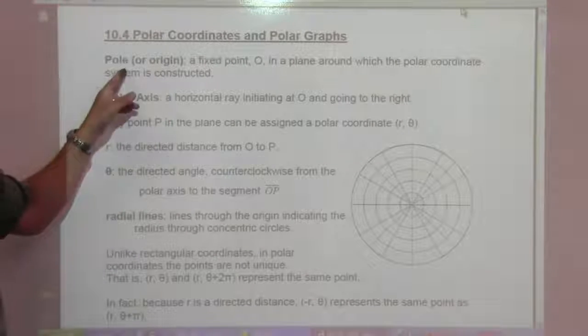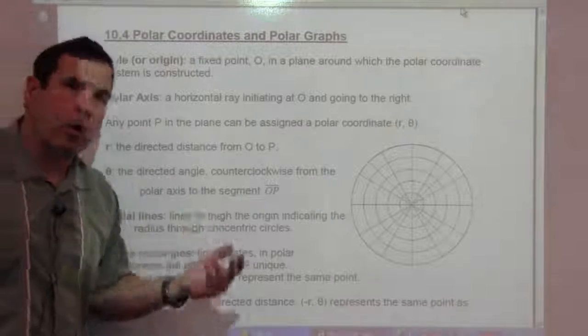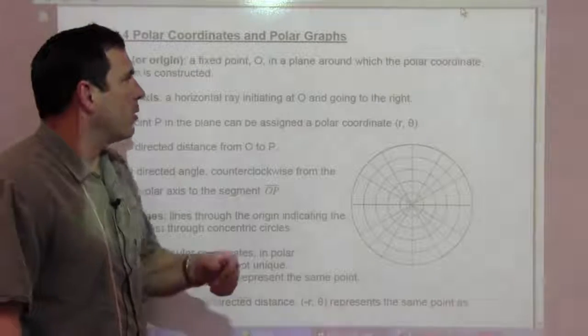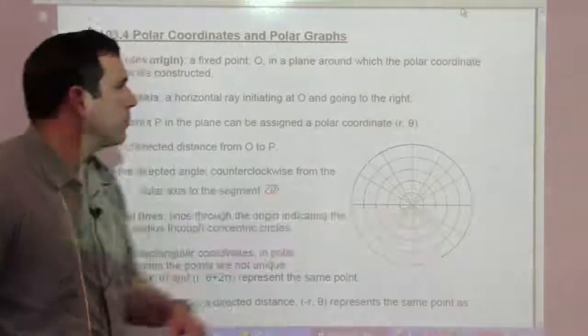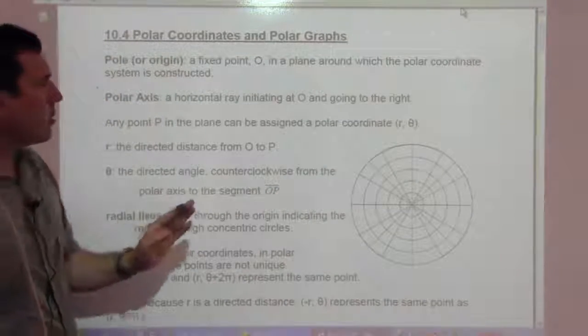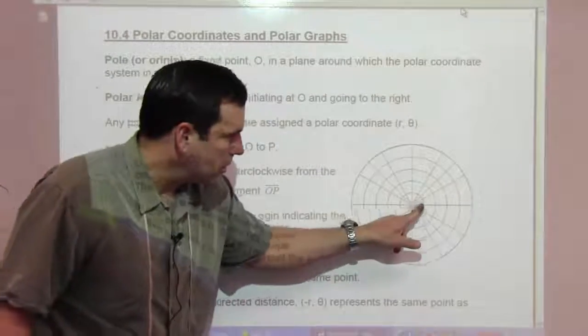So, polar coordinates. The pole or the origin is a fixed point called O in a plane around which the polar coordinate system is constructed. So, there's our pole. Polar axis is a horizontal ray initiating at O and going to the right. So this is the polar axis.